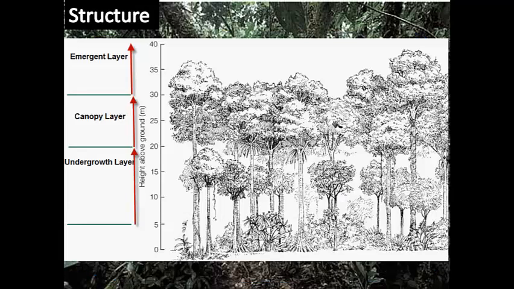We have now finished the section on biodiversity and will now move on to the last segment of the lesson, which has to do with the structure of the rainforest. The structure of the rainforest is classified into three distinct layers, namely starting from the bottom, the undergrowth, the canopy, and the emergent layer. I will now talk about each layer in more detail.